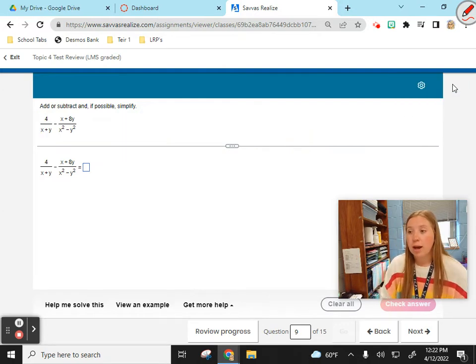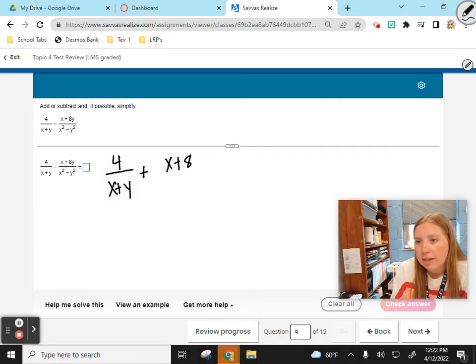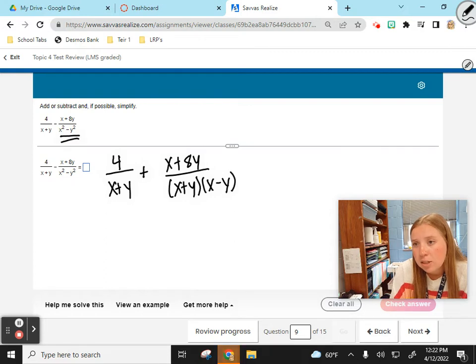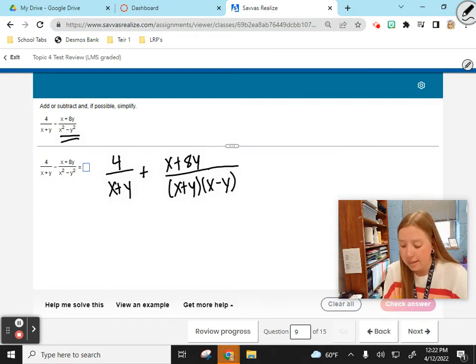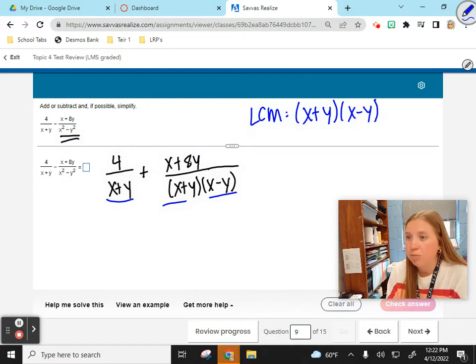My next one is a subtraction problem. So same thing, we have to have a common denominator in order to subtract. And I can see kind of right off the bat that I do not have a common denominator. What I want to do is factor my denominators to see what their LCM or LCD would have to be. And what I can see here is that my LCM is the product of the factors of the denominators, but we don't have to include any repeated ones, so I don't have to write x plus y twice.